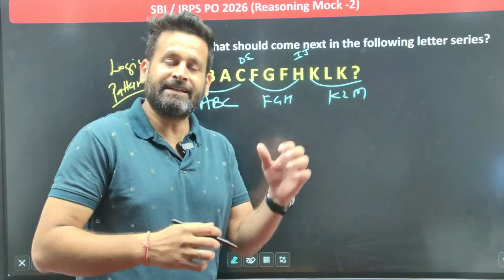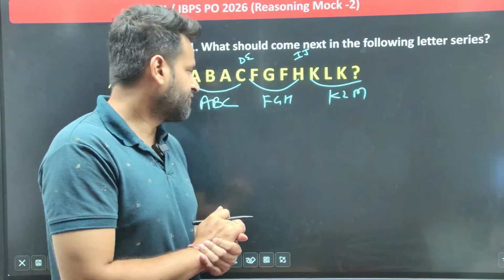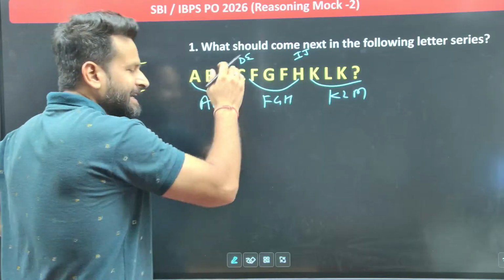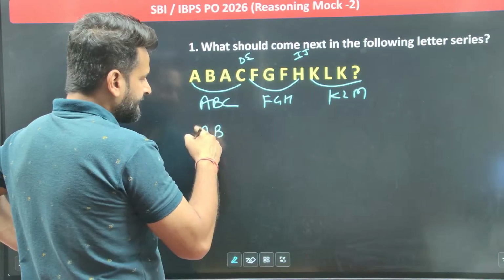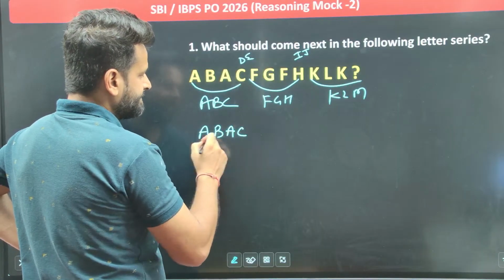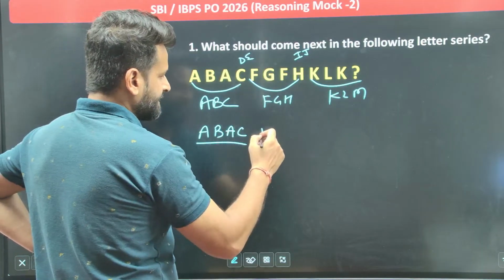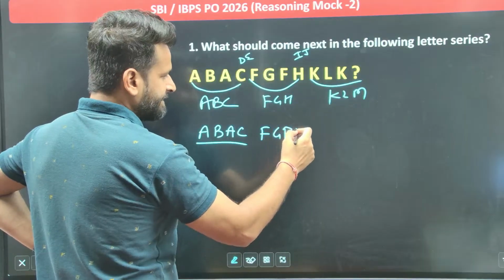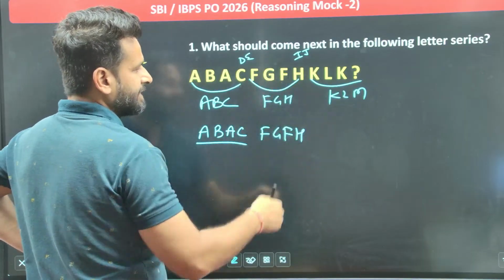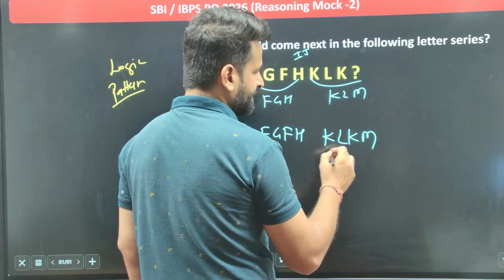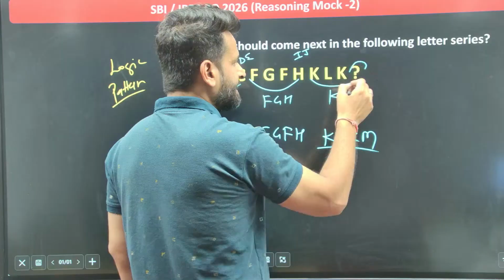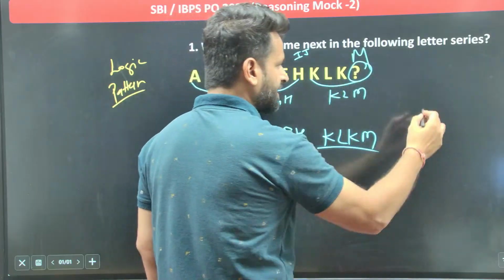Now I need to see the internal arrangement. For example, how ABC is getting arranged. First I write A, then B, then again the first letter A and then C. Similarly F, G, H: F, G, then again F, then H. Same. Similarly K, L, M: K, L, K, M. In place of the question mark, M will be your answer.